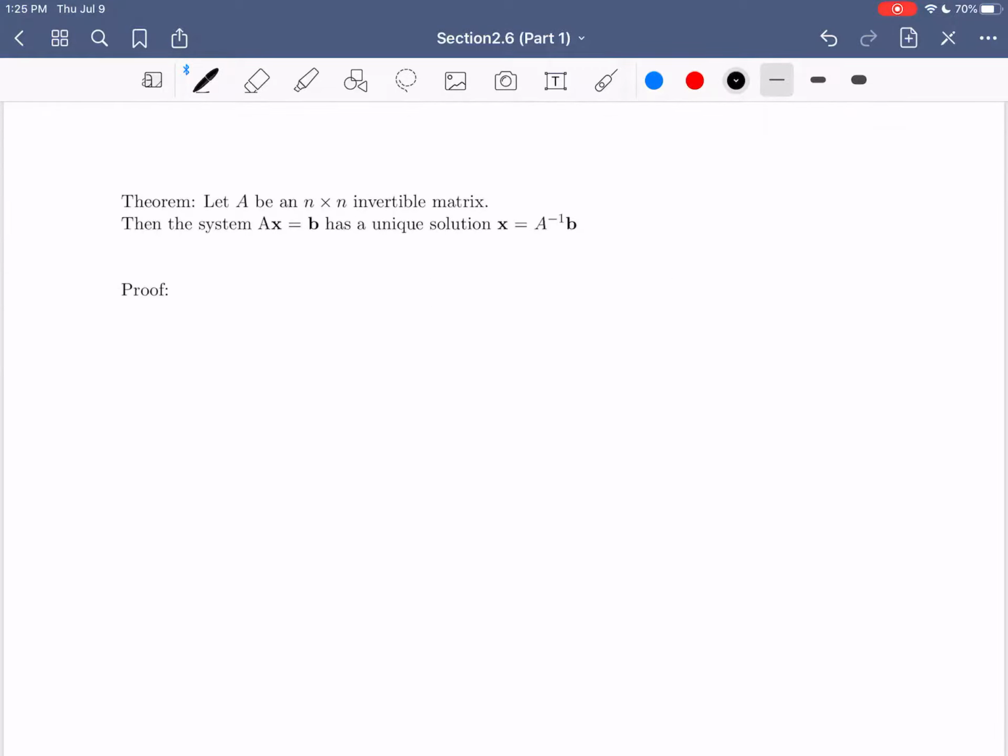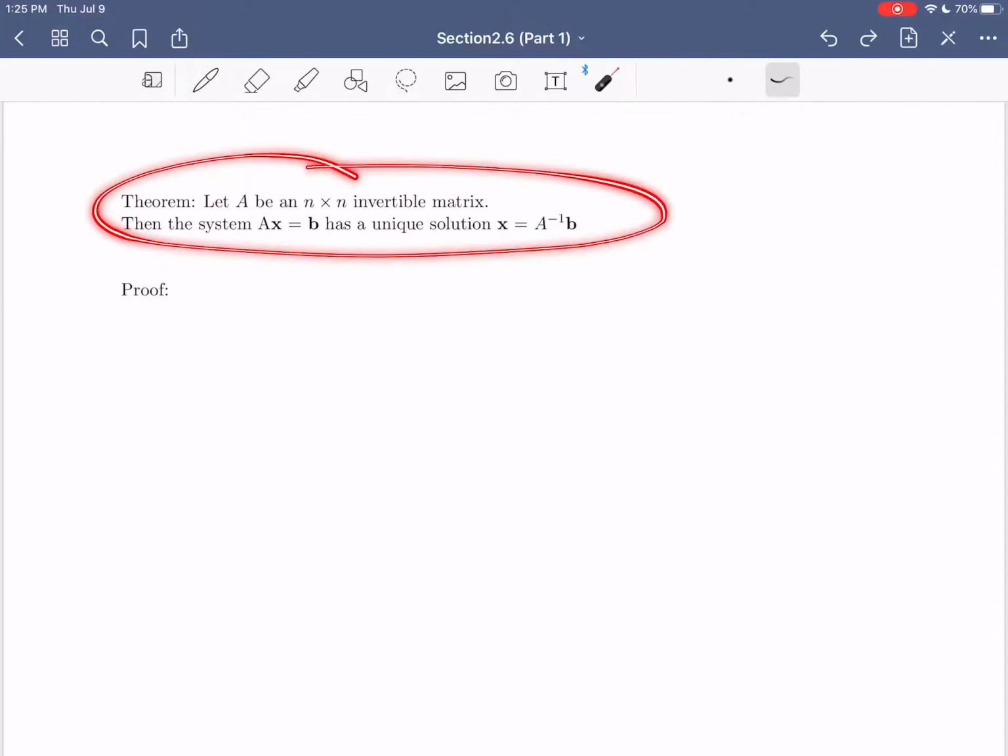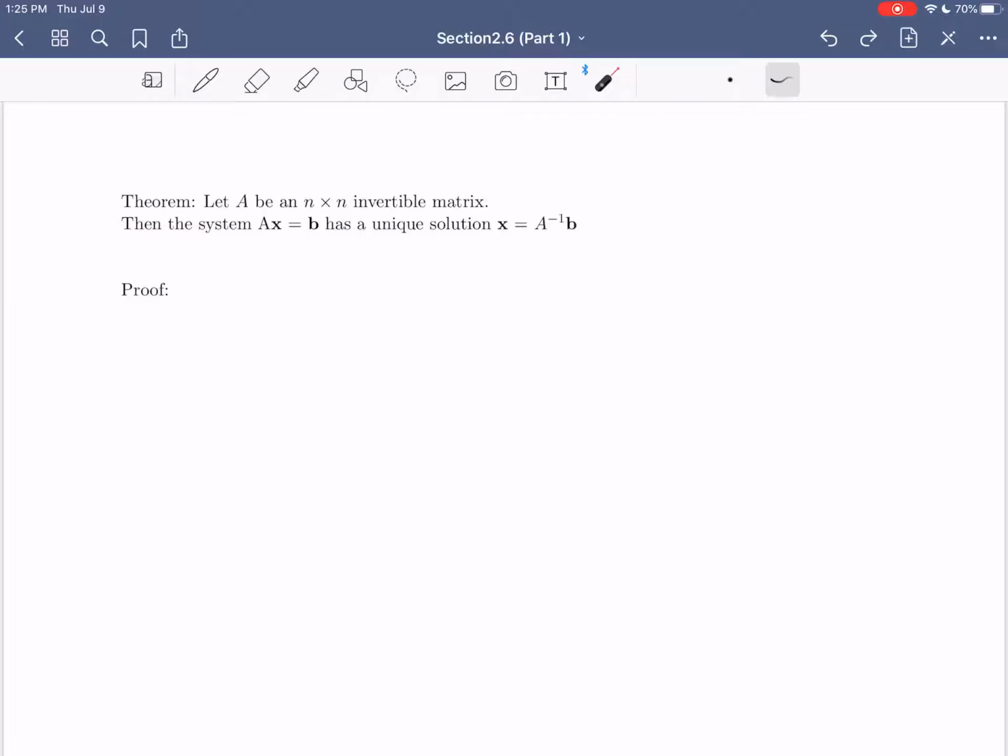So our first thing we'd like to do is show how, if a matrix is invertible, it really helps us solve the corresponding system. So we're going to start by proving this theorem. If A is an n by n invertible matrix, then the system Ax equals b has the unique solution x equals A inverse b. So there's technically two things we need to prove in this. We need to prove that this is a solution and that it is a unique solution.